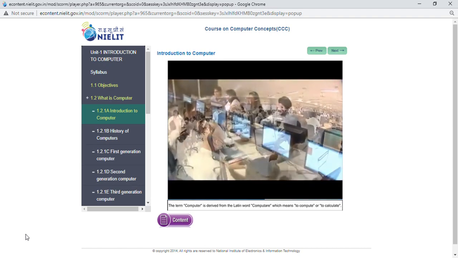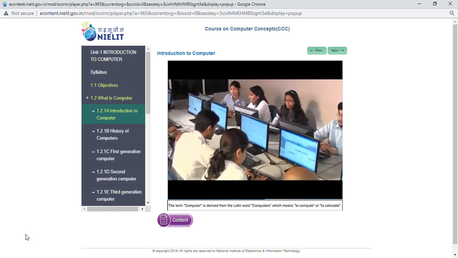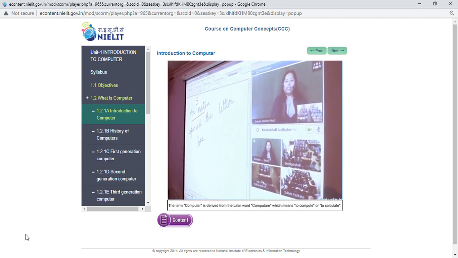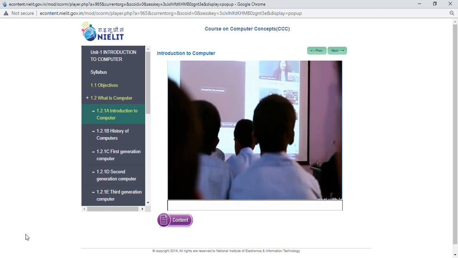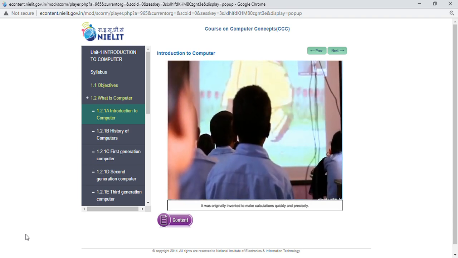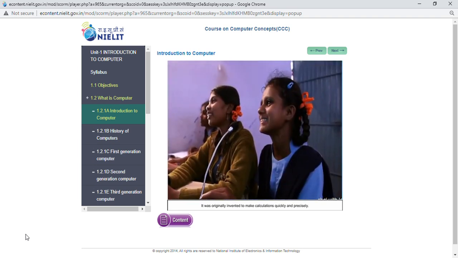The term computer is derived from the Latin word computer, which means to compute or to calculate. It was originally invented to make calculations quickly and precisely.